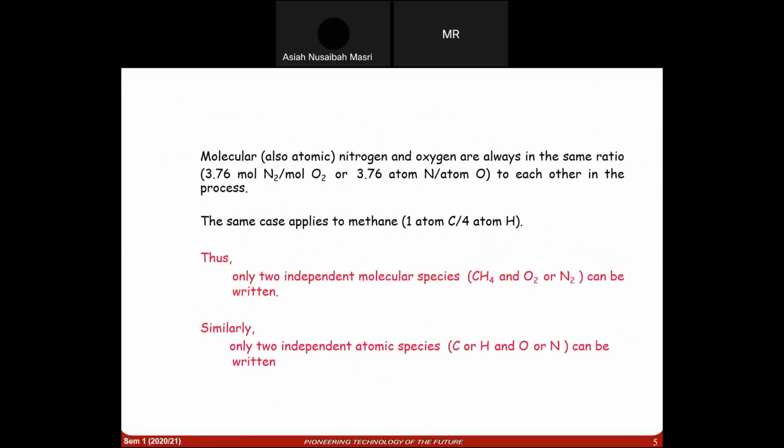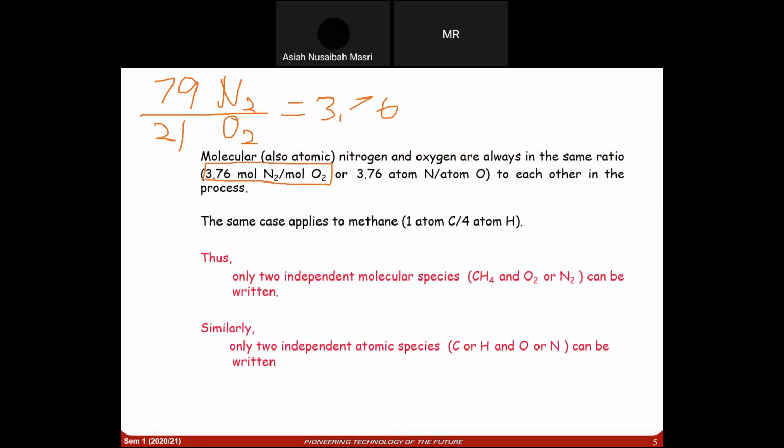All right, let's see here. Molecular and also atomic nitrogen and oxygen are always in the same ratio. This is what I explained previously. Since in air we have 21% of oxygen and 79% of nitrogen, notice here we have 79% of nitrogen in the form of N2, and also 21% of oxygen in the form of O2. When we divide them, we get 3.76. So in terms of molecular balance, we have this ratio.